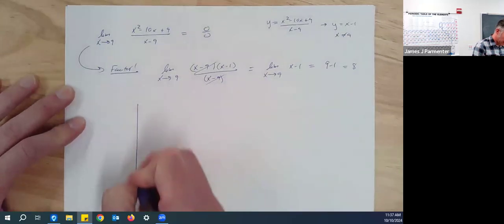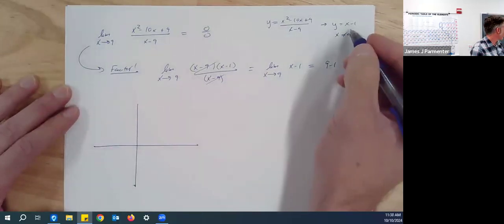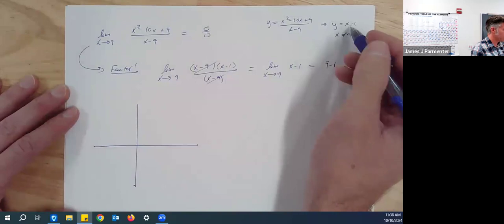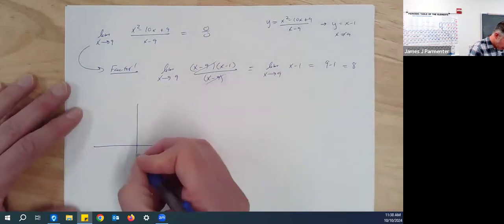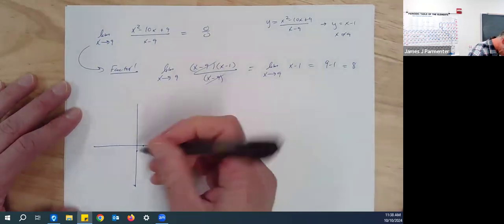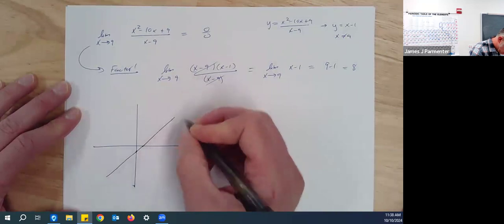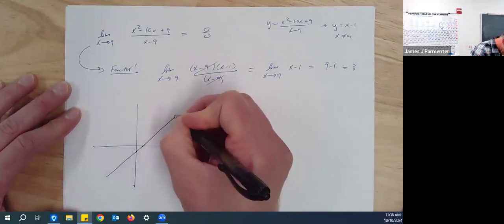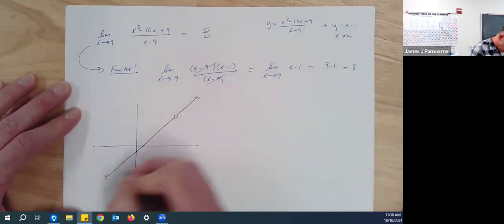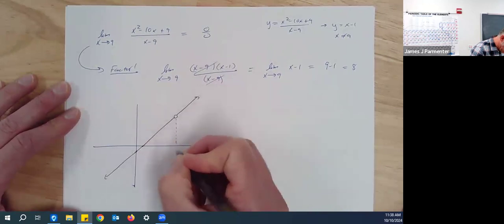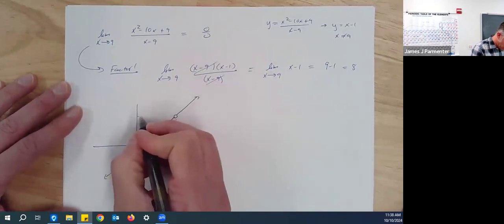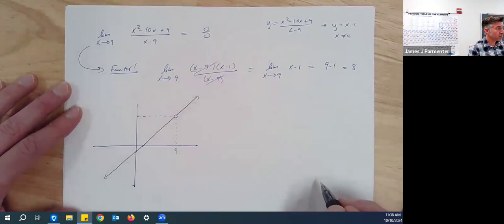Here's what it looks like. It looks like the nice old regular graph of y equals x minus 1, which is a straight line, y intercept of 1. Looks kind of like this. And then over here at where x would have been 9, the y value would have been 8.